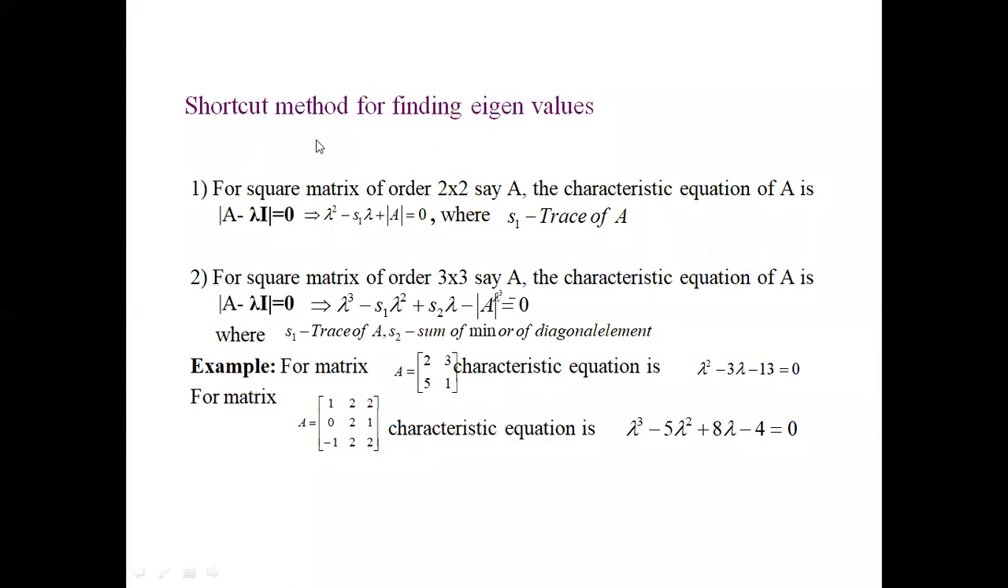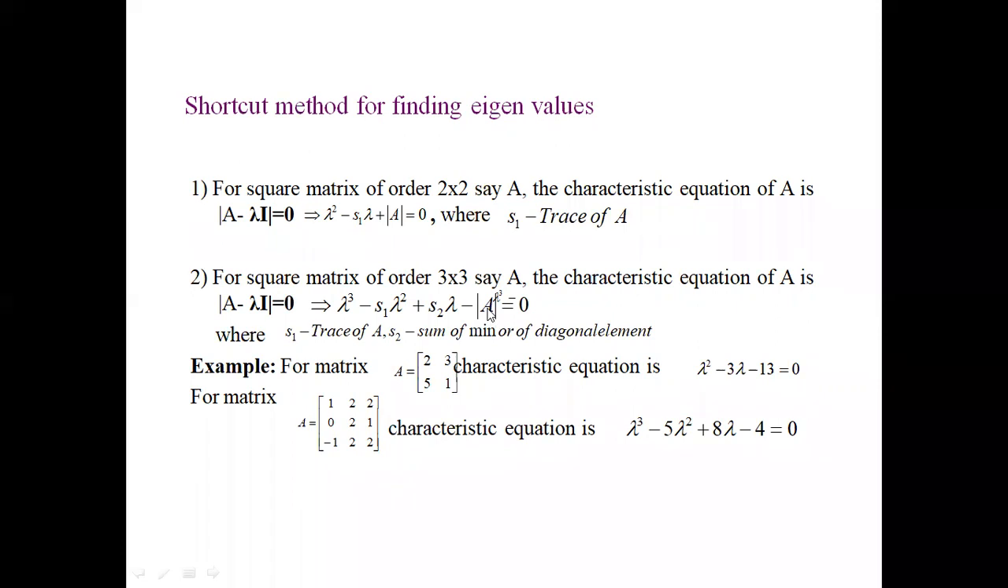Okay. So first thing, what you need to find out, for 2 by 2. I'm not going to go with remark number 1, I'm going to go with remark number 2. In remark number 2, they are saying the characteristic polynomial is lambda cube minus s1 lambda square plus s2 lambda minus determinant of A, equal to 0, where s1 is the trace of A, s2 is the sum of minors of diagonal elements, and then the determinant of A.